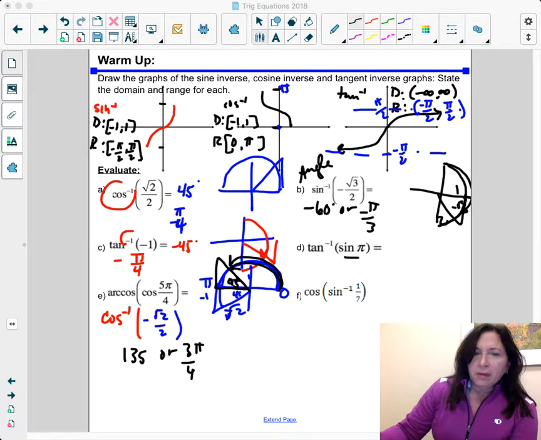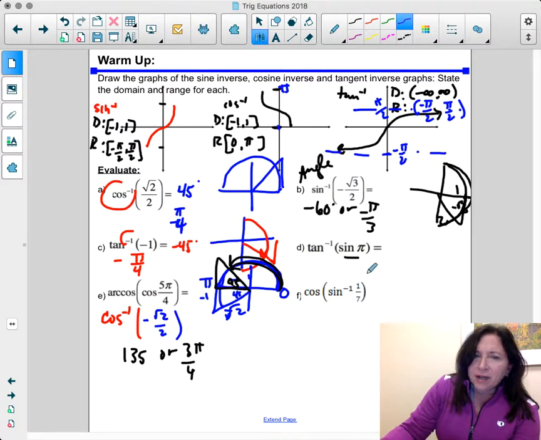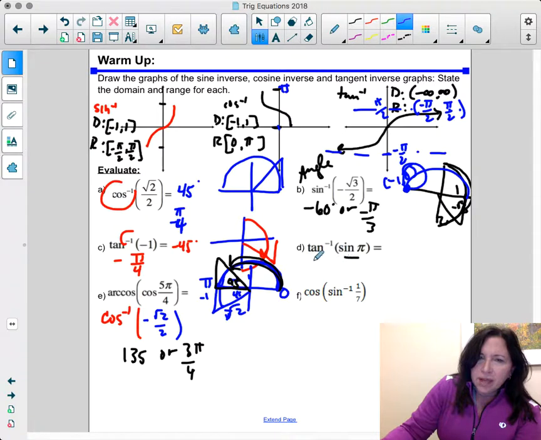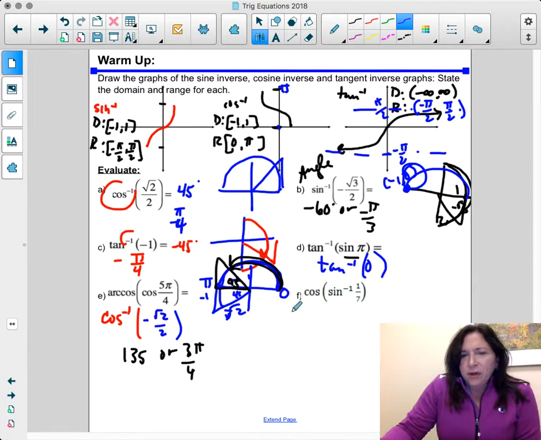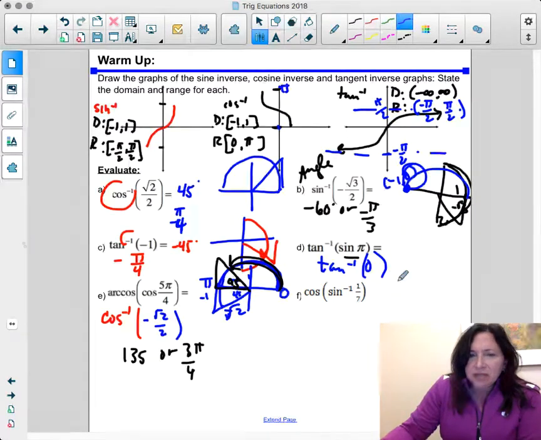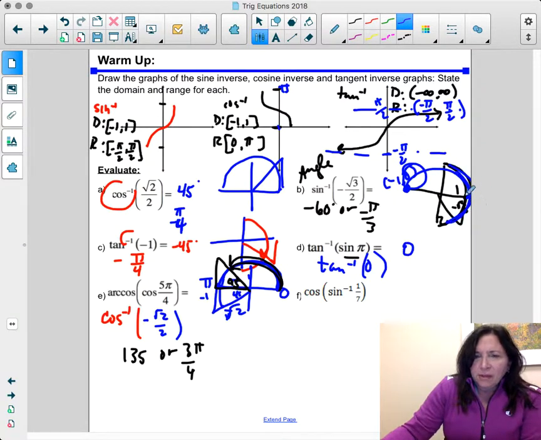For this next problem, this is saying, where is tangent after you find sine of pi? So we're going to find sine of pi first. There's sine, pi, negative 1, 0. Sine is 0. So we have tangent. Where is tangent 0? Tangent of 0 is 0, and that happens in between this area for our restricted domain.